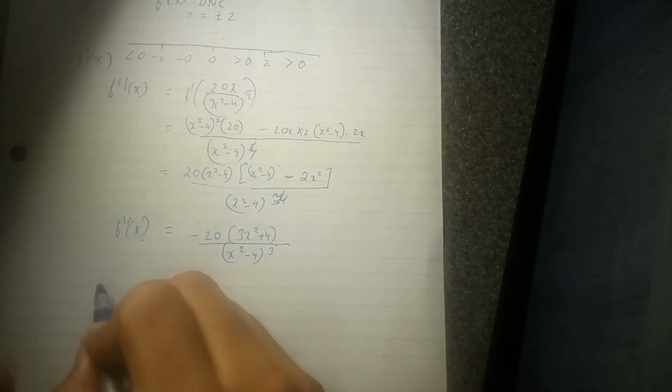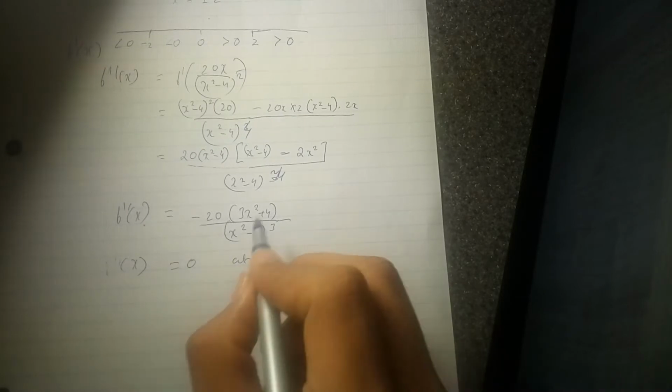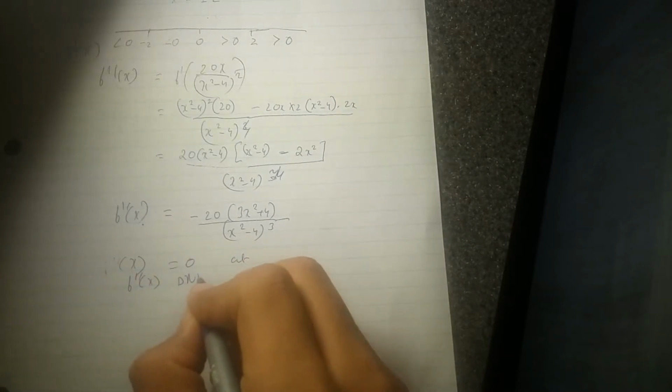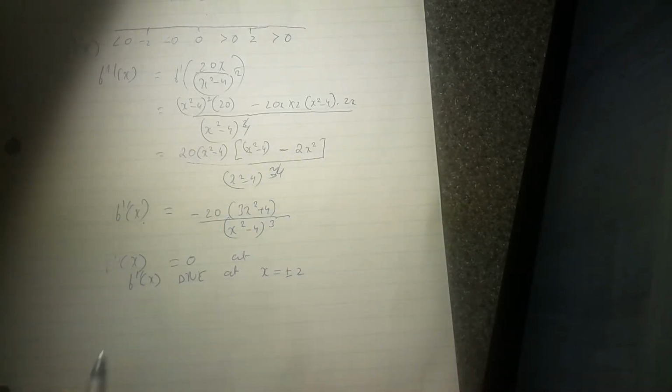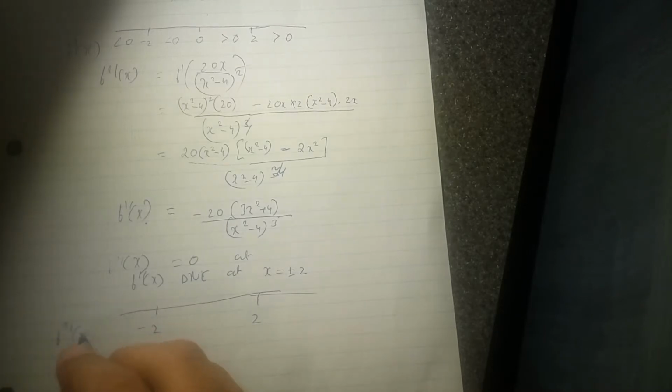So f double dash of x is never 0. It will never be 0, because 3x square plus 4 will have a minimum value of 4, because x square can never be negative. The minimum value x square can take is 0, and f double dash of x does not exist at x equal to plus or minus 2. So we would again check the sign of f double dash of x around minus 2 and 2.